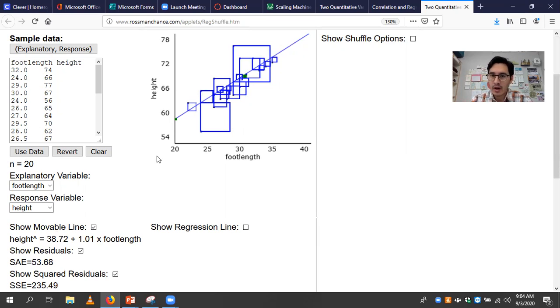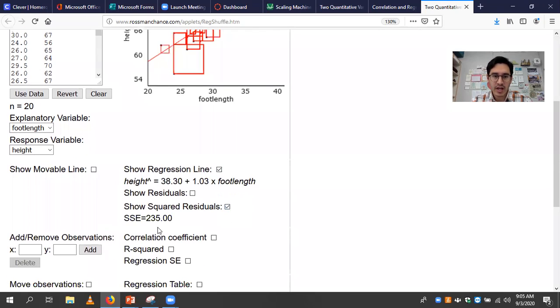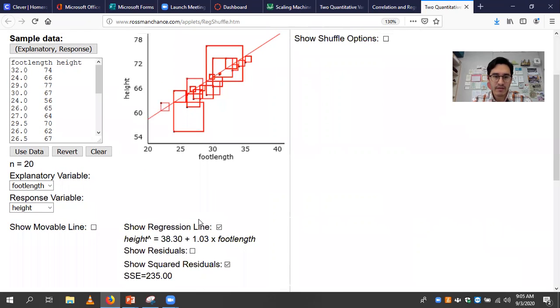So do we have to find it by hand every time? No, we don't. Software can determine where the line of best fit is for us. Now it's showing us the red line is the line of best fit, and we can check, and yes, the sum of the squared residuals was 235.